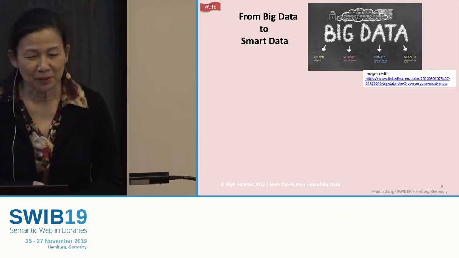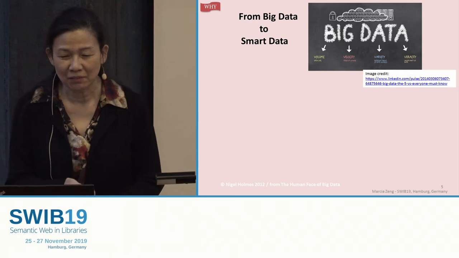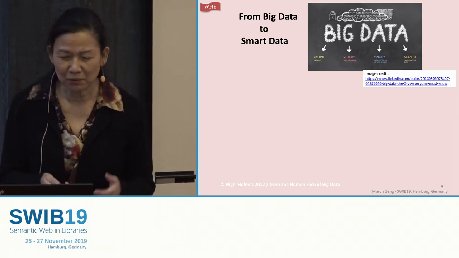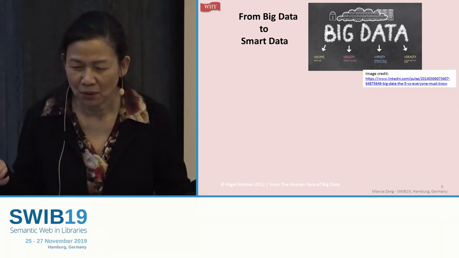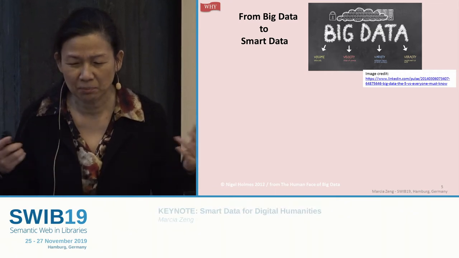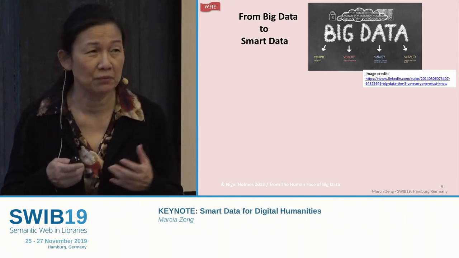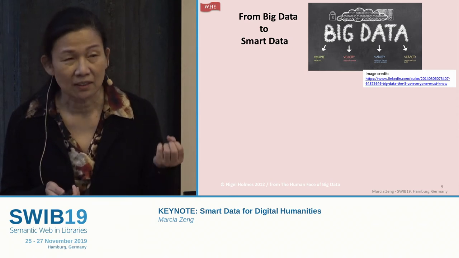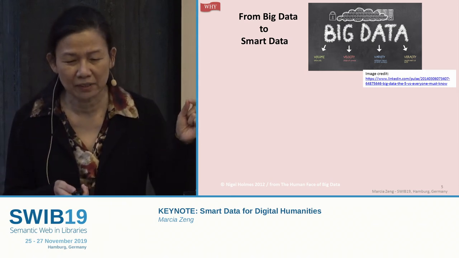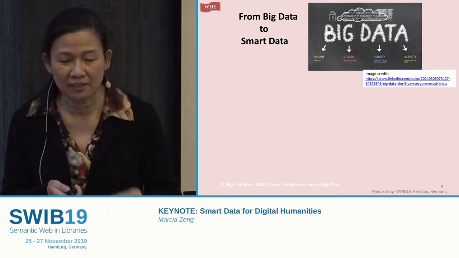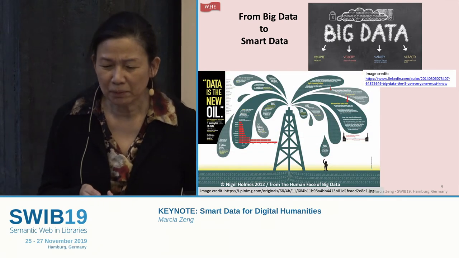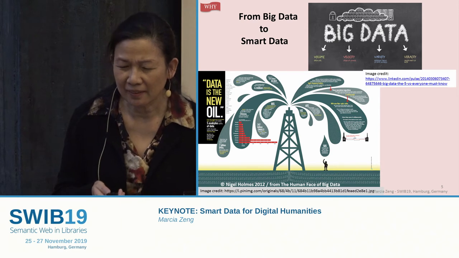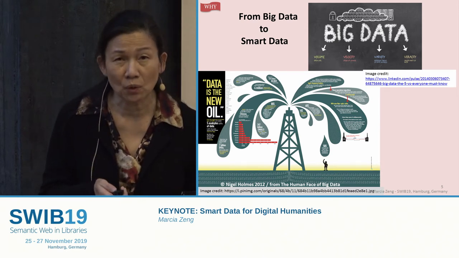Well, everyone knows big data and the Vs: volume, in terms of the data quantity, and then the speed, the variety, data coming in different types and natures, and the consistency. Also the data quality, so there are several Vs there. And people consider that data is now the new oil.